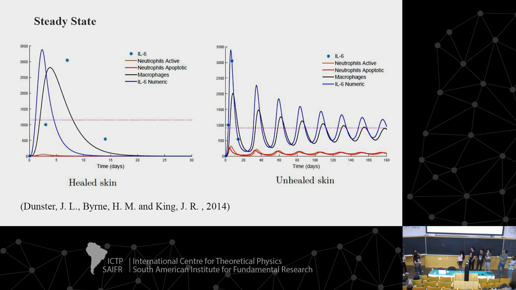Otherwise, the trivial fixed point becomes unstable, and the positive fixed point becomes stable. And this situation means the skin is unhealthy. The macrophages and interleukin go to a positive number, and this is an undesired situation. I don't want this situation. It's not desired. Okay, thanks.